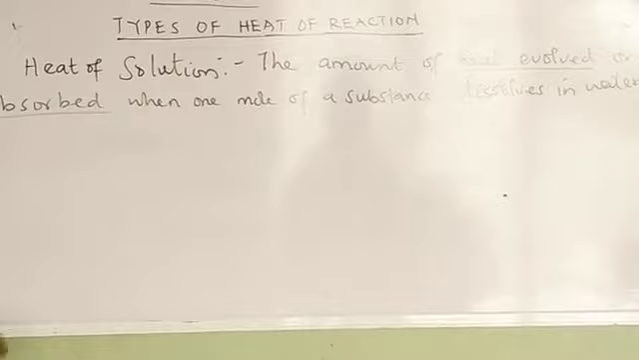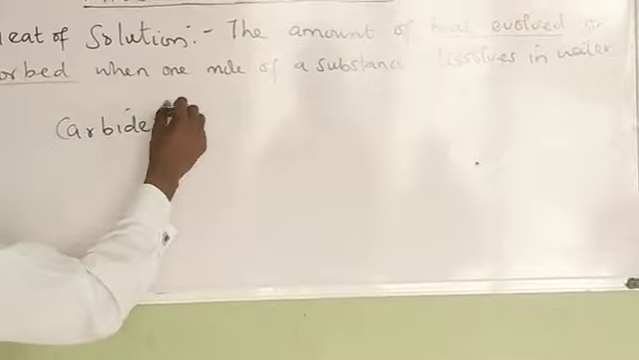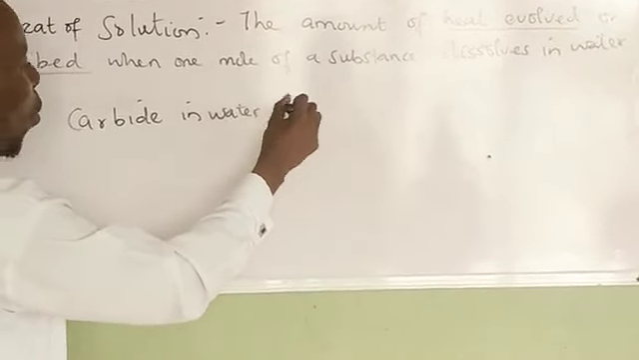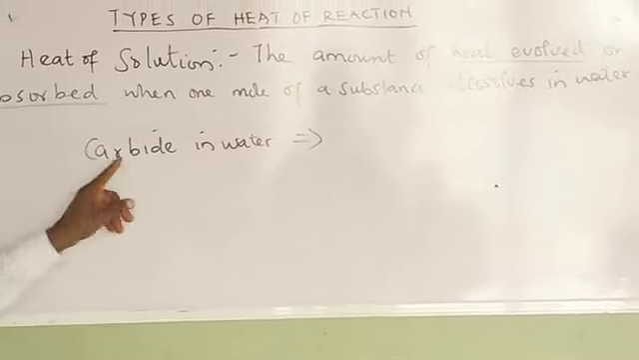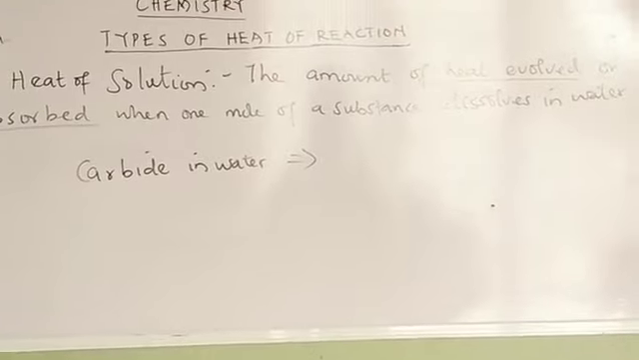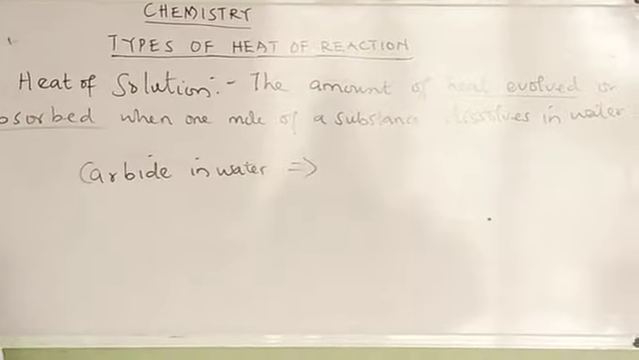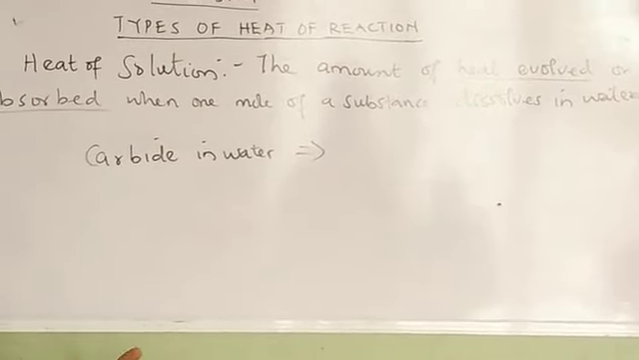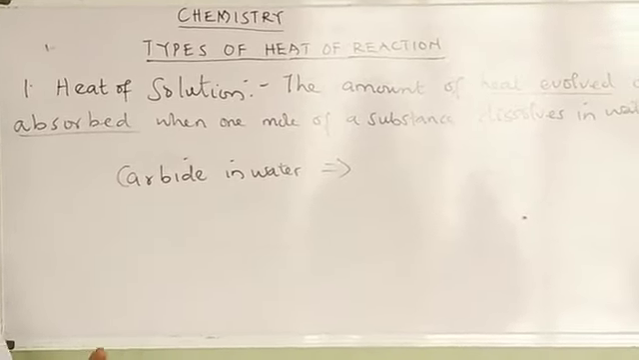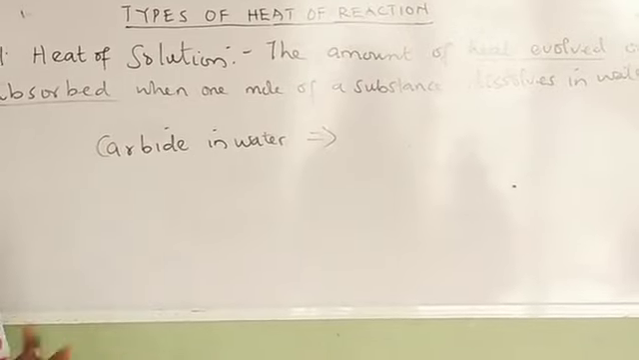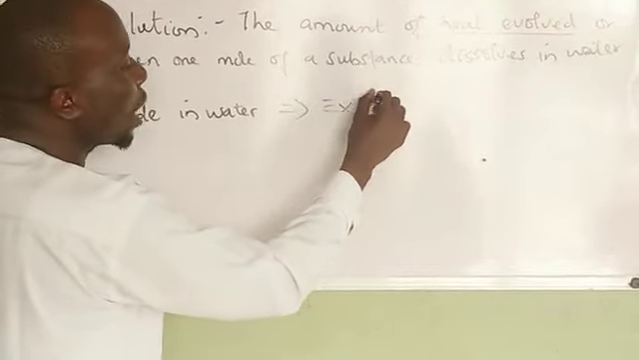Let me give you an example. If you try to dissolve carbide in water, what you are going to experience is a splash of gas. Carbide is what you normally call carbide. Are you getting it now? So, you see something splashing out. And if you touch the jar or the bucket you are using to dissolve it in, you will discover that it will become very hot. So the solution of carbide in water is an exothermic process.